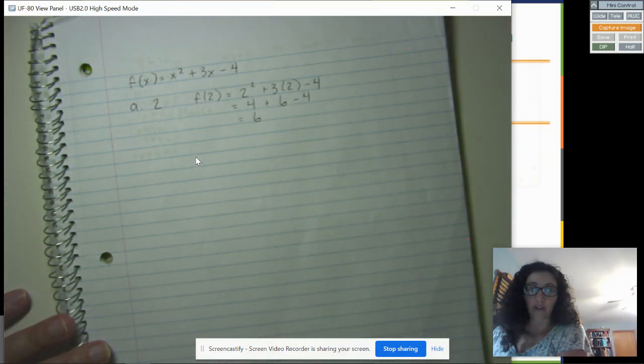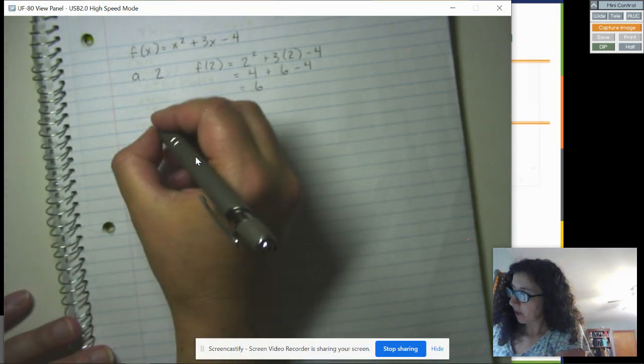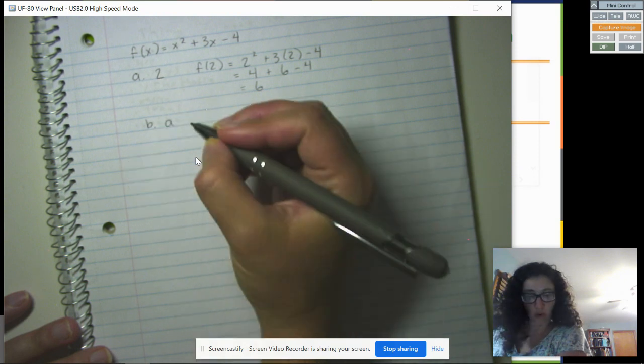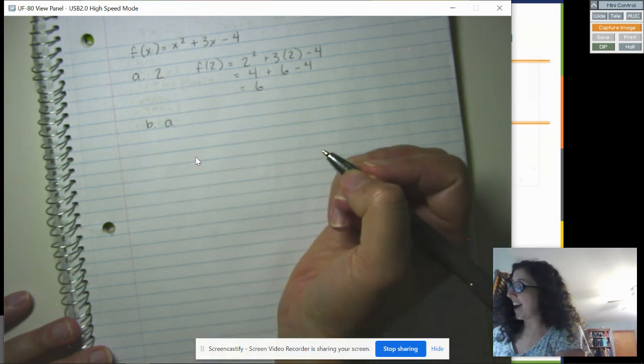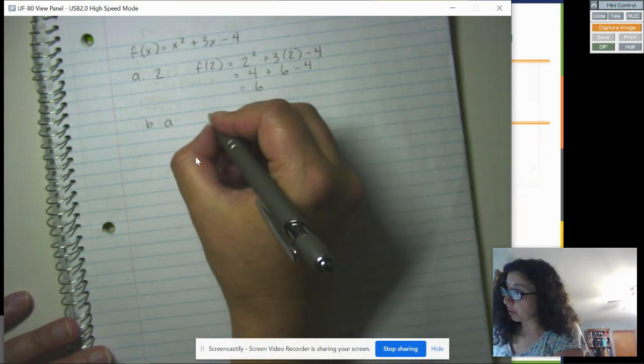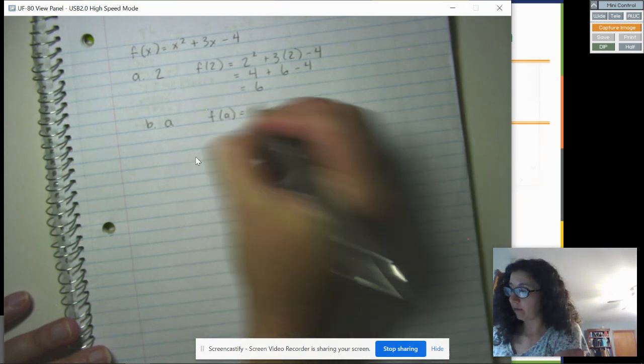Great. We had a function. We put in a number. Out came a different number. All right, for part B, they want us to evaluate f at a. Okay, well, this is weird. It's a letter, so we're going to find f of a.